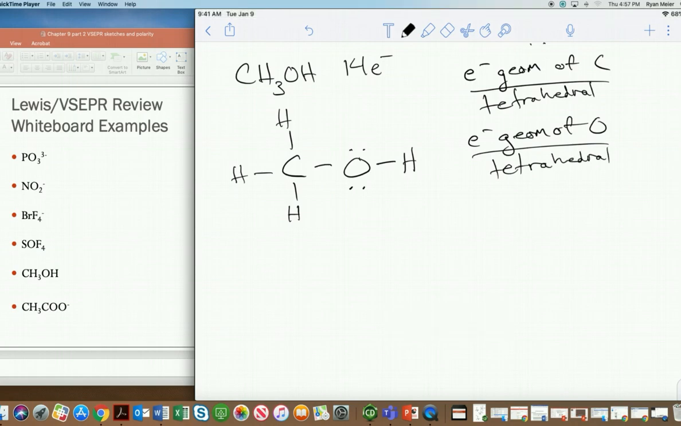And then for molecular geometries, we can do kind of the same, right? We can do molecular geometry of the carbon. Carbon has no lone pairs, which means its molecular geometry should be the same as the starting electron geometry it had, so it's also still tetrahedral.